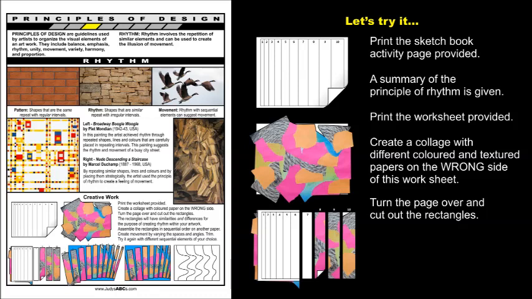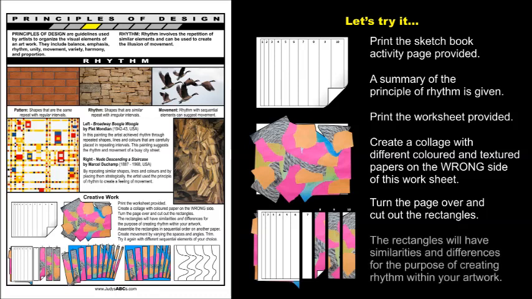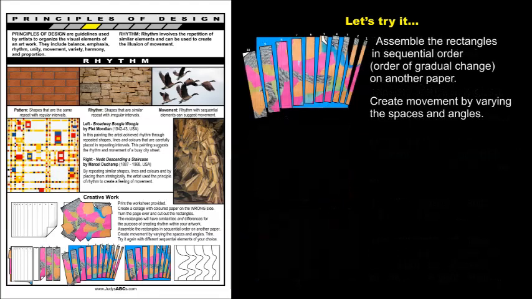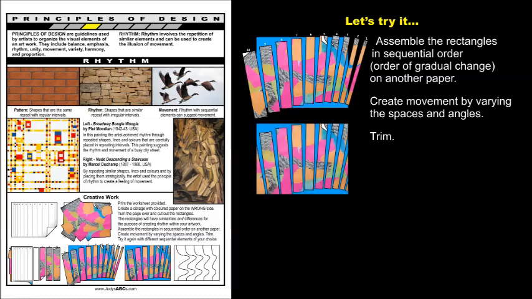Now turn the page over and cut out the rectangles. The rectangles will have similarities and differences, like the stone wall example earlier. This will help to create rhythm within your artwork. Assemble the rectangles in sequential order on another paper. In other words, the rectangles should be assembled in order of their gradual change. Create movement by varying the spaces and angles.